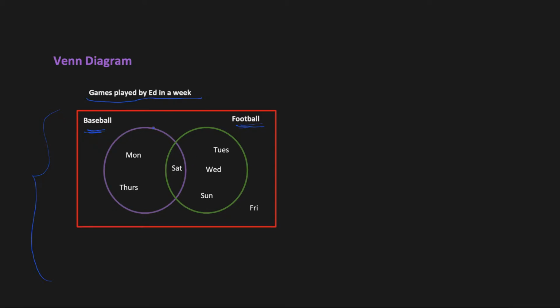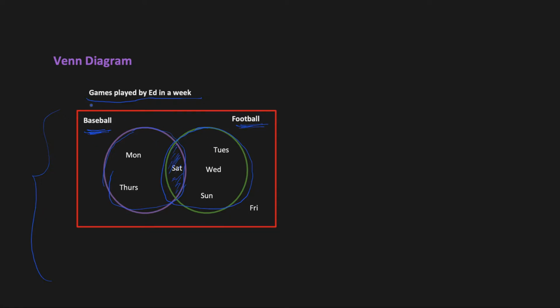what day Ed plays what game, and then to see if there is a day where Ed plays both the games. So in this example we can see that we have two sports or two games, baseball and football. This circle represents baseball, and this green circle represents football, and this in the middle, which is common, represents both football and baseball.